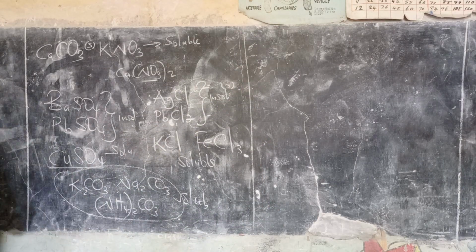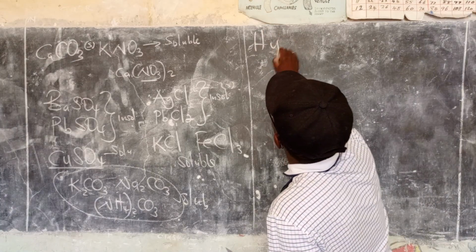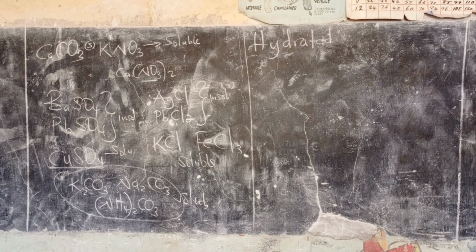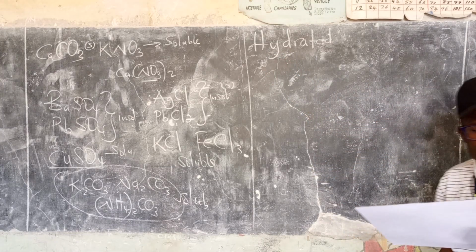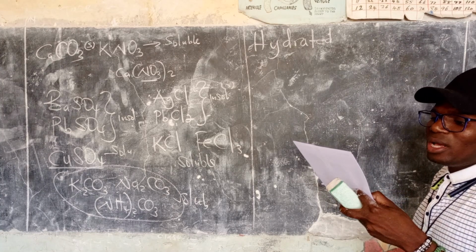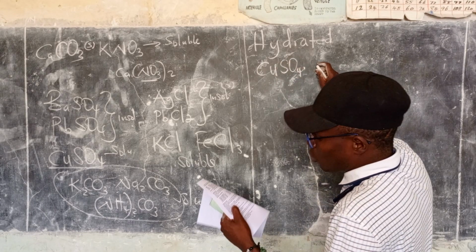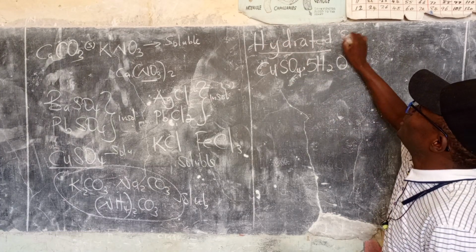Then we come to the types of salts that are there. There is what you call a hydrated salt. Can you define and give an example of a hydrated salt? A hydrated salt is a type of salt that contains water. We call that type of water the water of crystallization. An example of a hydrated salt is copper 2 sulfate 5 waters, CuSO4 dot 5H2O. This is an example of a hydrated salt.